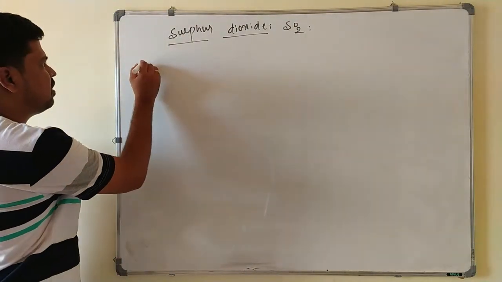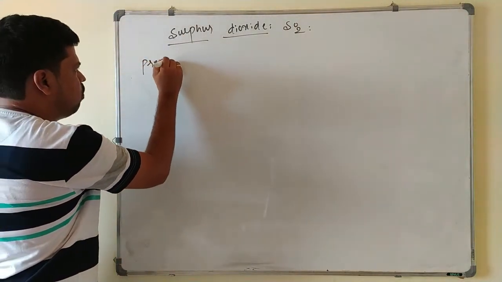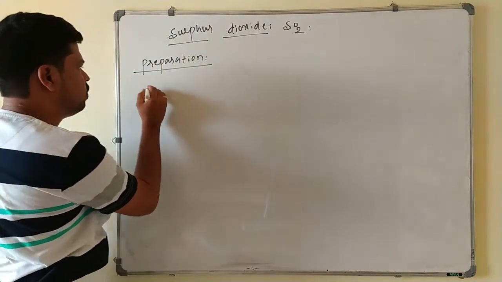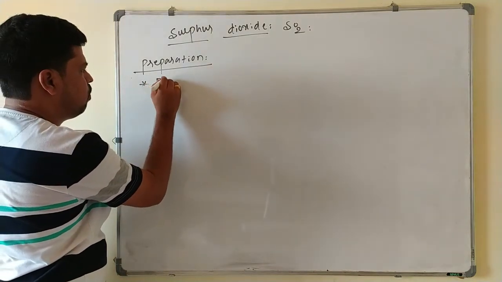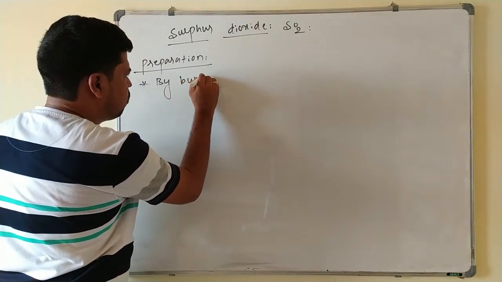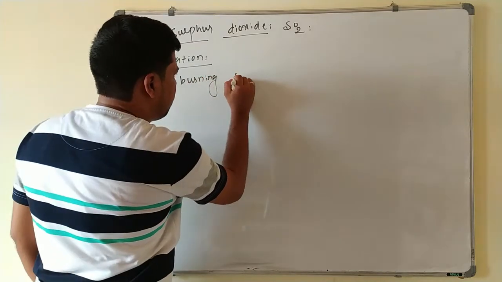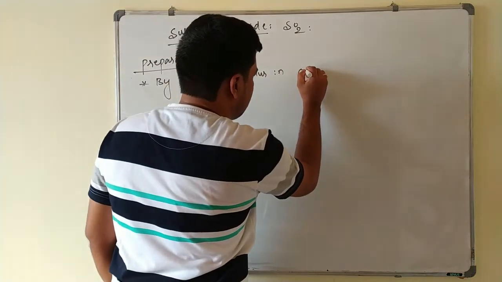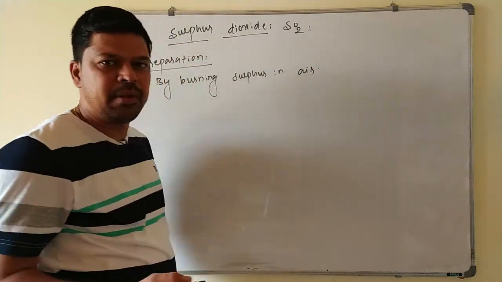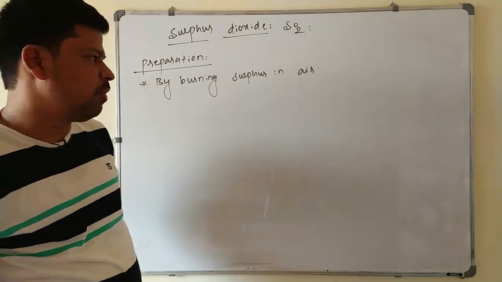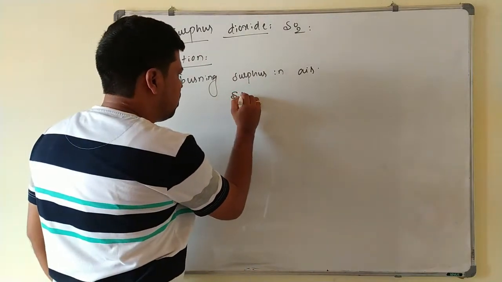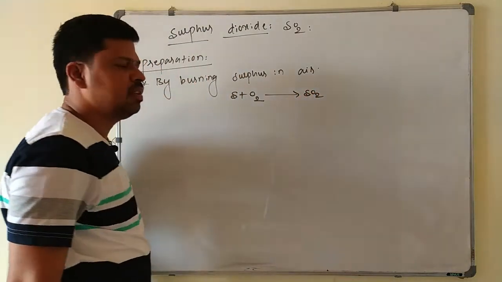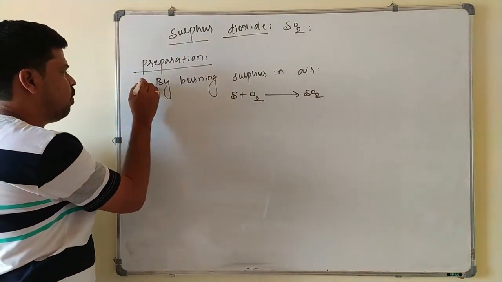So first point, we will discuss preparation of SO2. First one I will write, by burning sulfur in air. This SO2 can be simply prepared by burning sulfur in presence of air, so that this sulfur will combine with oxygen to form what? SO2. This is the first method. Okay, I'll write it as 1.